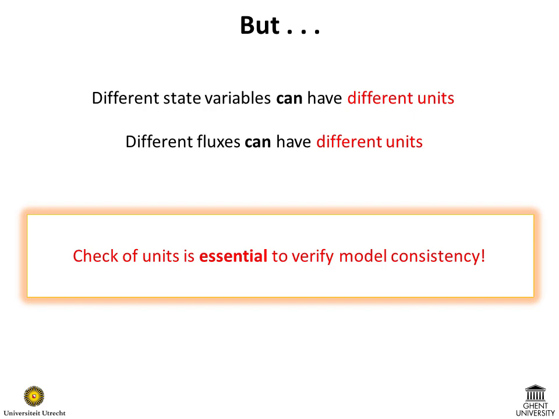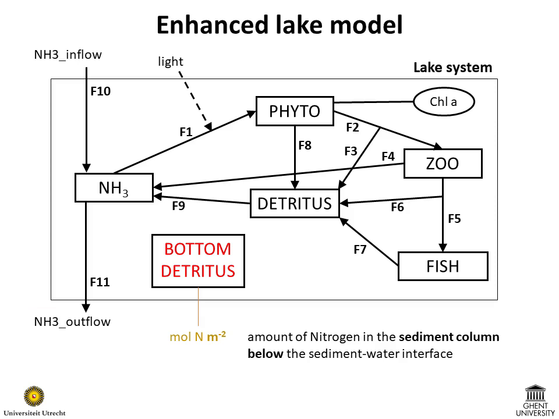In such cases, the check of units will be an absolutely critical step in the model development to verify that the model is consistent. To illustrate this, we will enhance our lake model by adding an extra compartment. We will call this compartment the bottom detritus, and as the name suggests, it corresponds to the detritus at the lake bottom. As mentioned earlier, a logical unit for this state variable is moles of nitrogen per square meter. Therefore, this state variable represents the amount of nitrogen in the sediment column below the sediment-water interface.